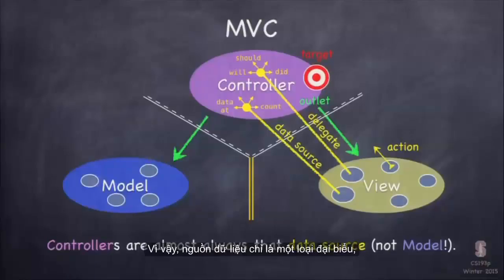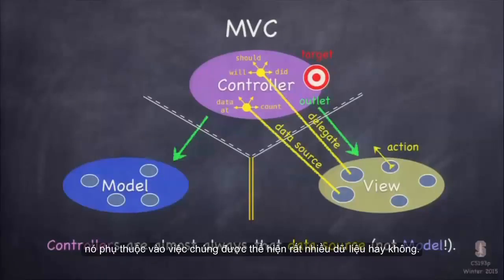So data source is just a kind of delegate. It's a specific kind of delegate for getting data. You're going to see that there are classes in iOS that have a data source, and they usually also have a delegate. Most sophisticated classes in iOS have a delegate, the will, did, should kind of things. Some of them have a data source. It depends on whether they're showing a lot of data or not.